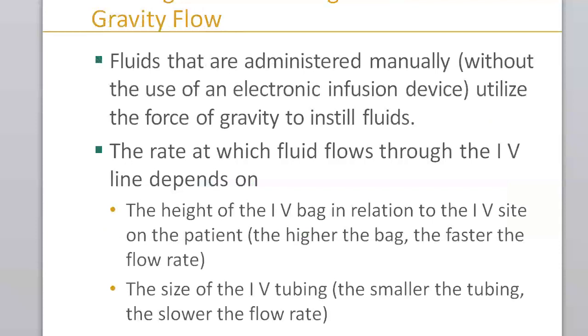Now we're going to learn how to calculate infusing IV fluids using manual gravity flow. Fluids that are administered manually without the use of an electronic infusion device utilize the force of gravity to instill fluids, and the rate at which fluid flows through that IV line depends on the height of the bag. The higher the bag, the faster the flow rate. It also depends on the size of the IV tubing. The smaller the tubing, the slower the flow rate.